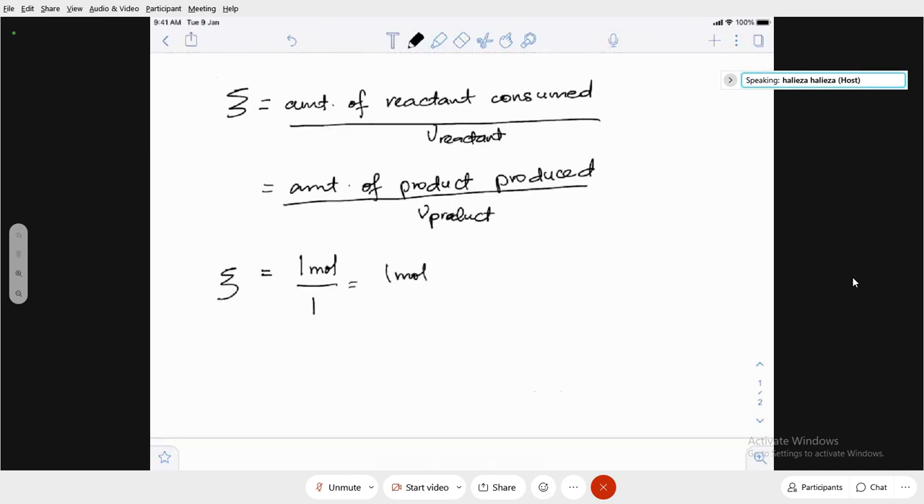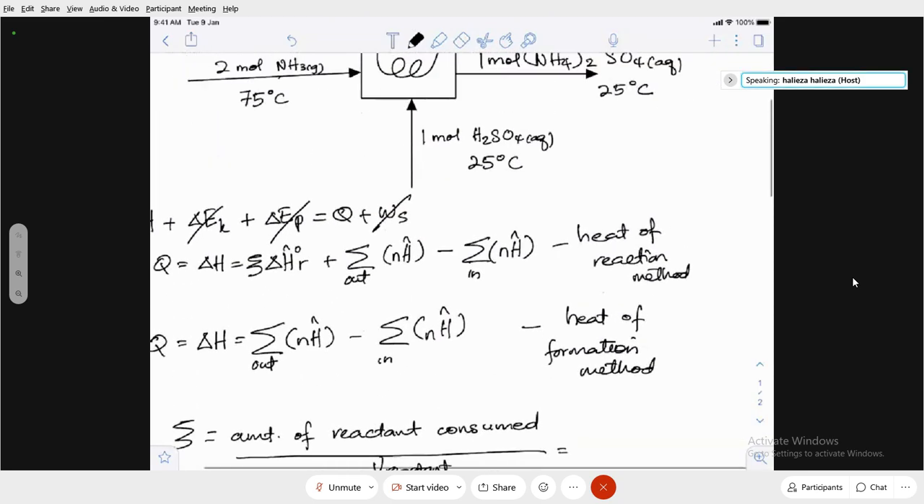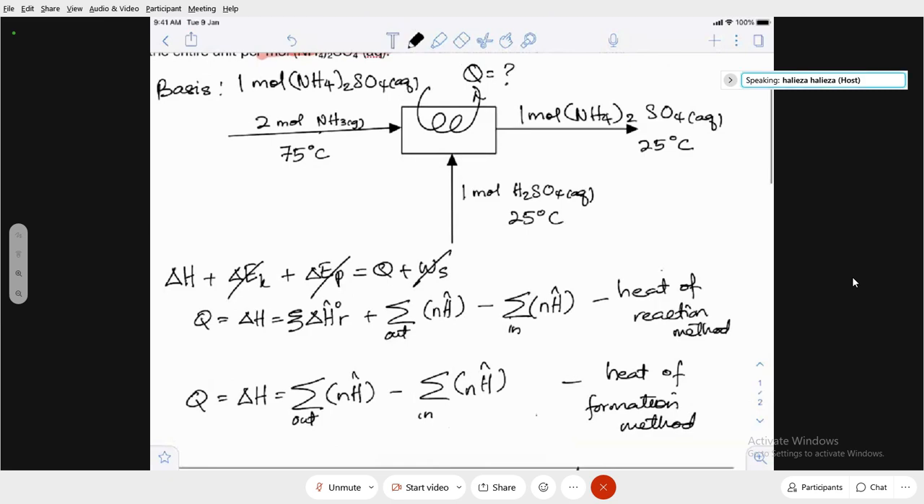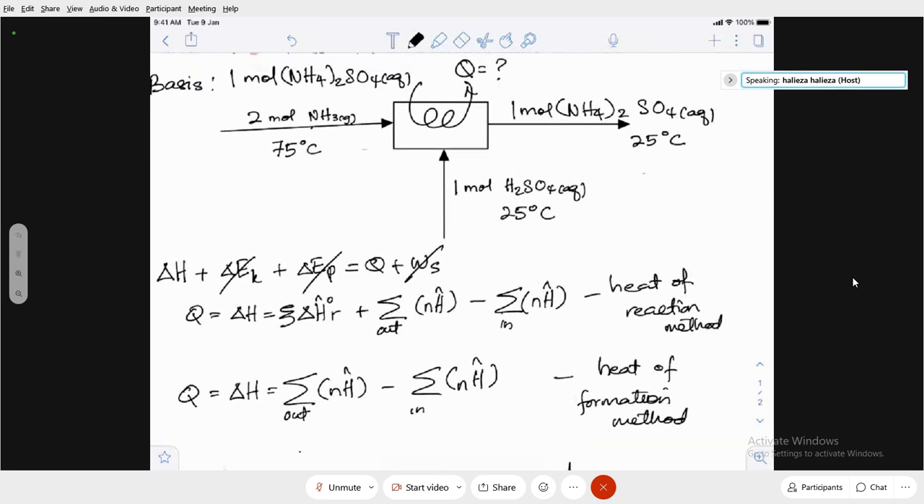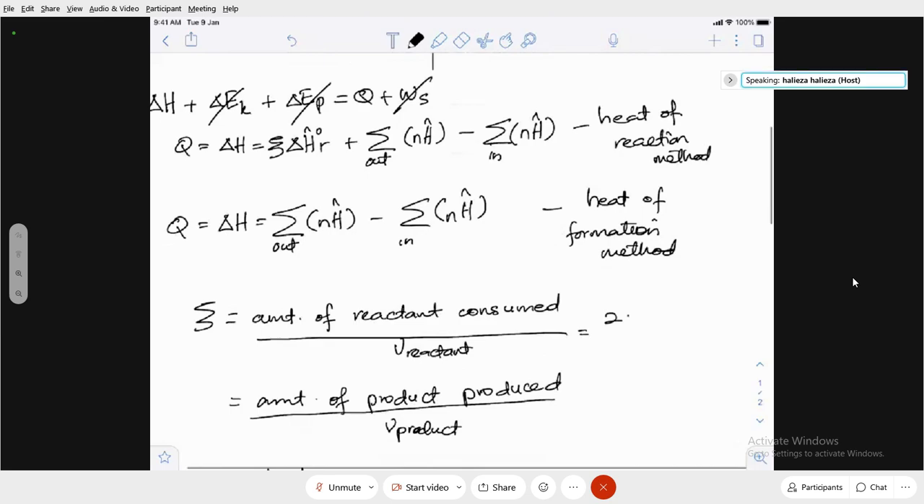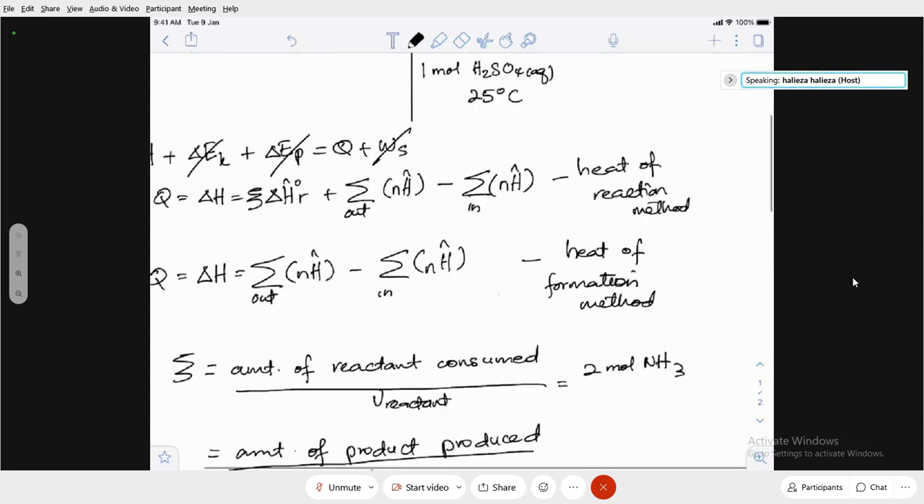But if you want to look at it in terms of one of the reactants, for example, look at ammonia. You have 2 moles of ammonia being consumed. Why is 2 moles of ammonia being consumed? Because none of it is coming out. It is completely consumed. So 2 moles of ammonia divided by the coefficient of ammonia, according to the equation, which is 2. You end up with 1. Still the same extent of reaction.